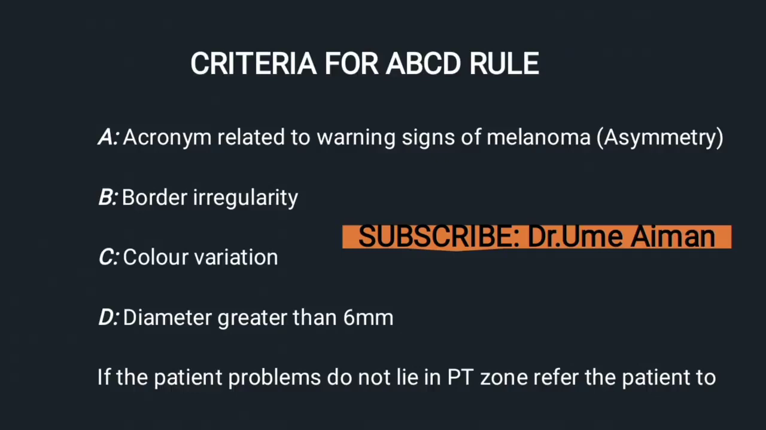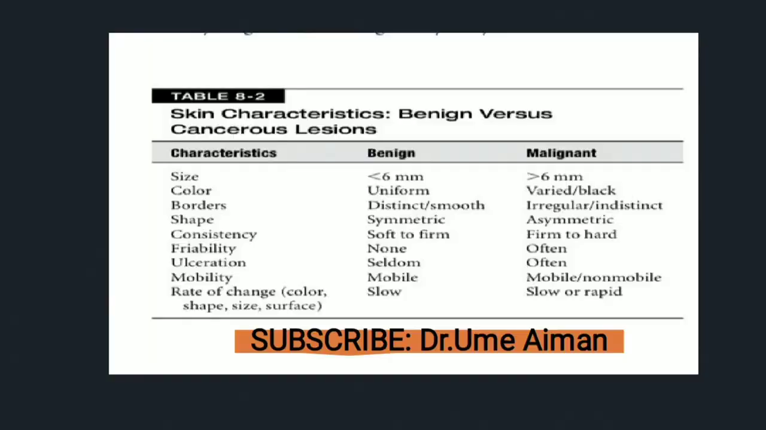Criteria for the ABCD rule. Acronym related to warning signs of melanoma. B for border irregularity, C for color variation, D for diameter greater than 6 mm. If the patient's problems do not lie in the physiotherapist's zone, refer the patient. And don't try to resolve the problem by yourself. If it does not lie in your domain, then please do a favor to the patient and refer him.